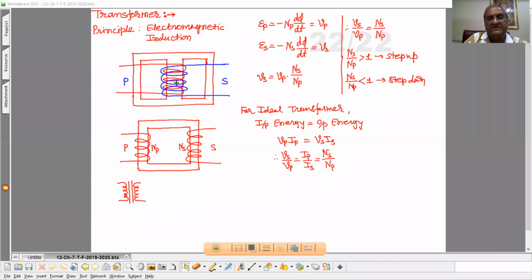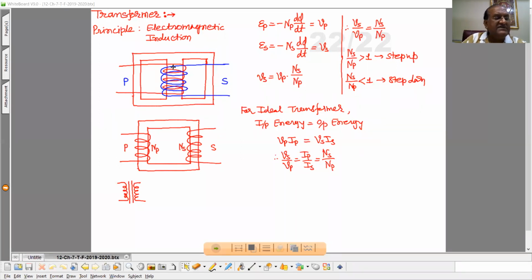Then eddy currents. The alternating magnetic flux induces eddy currents in the iron core and causes heating. The effect is reduced by having laminated cores. This core part, which is made of soft iron, we have to use in the form of very thin laminated plates, and by joining them we make this thick core part. So the effect of eddy currents can be reduced.